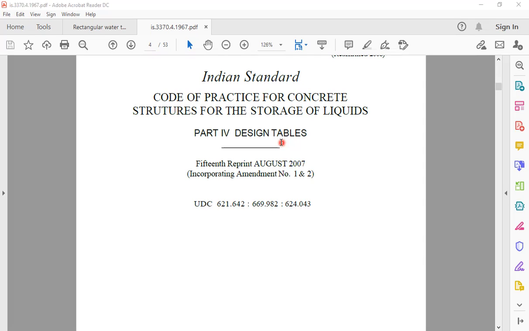With respect to this, we have many tables, and these tables have the coefficients, moment coefficients and shear force coefficients. So let us study in brief about the rectangular tanks, what coefficients are given and how to use these values.